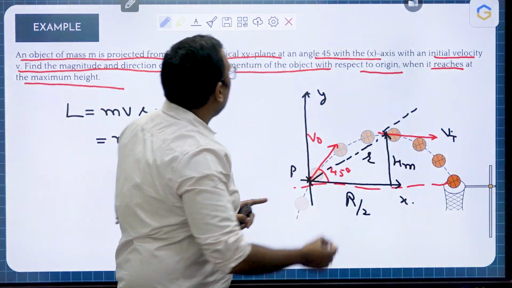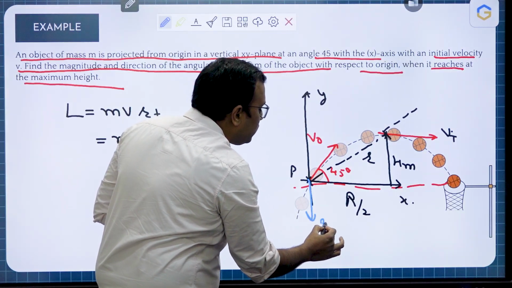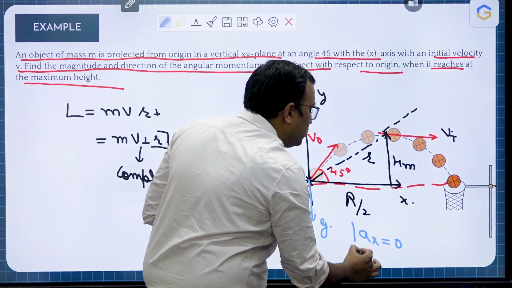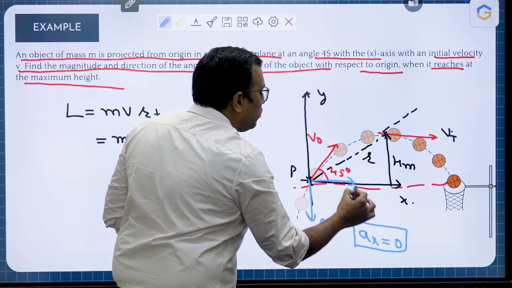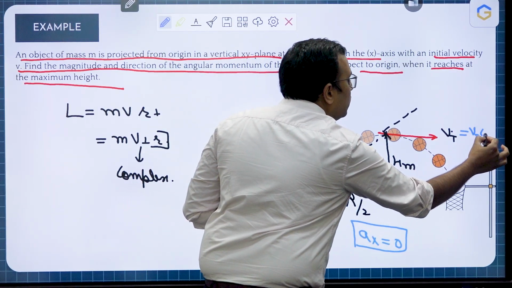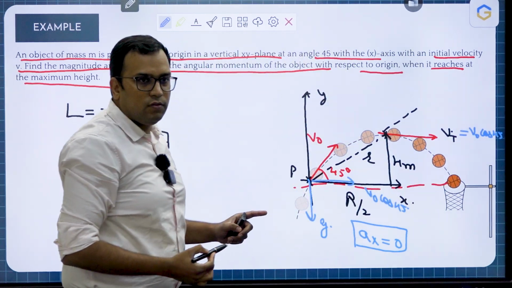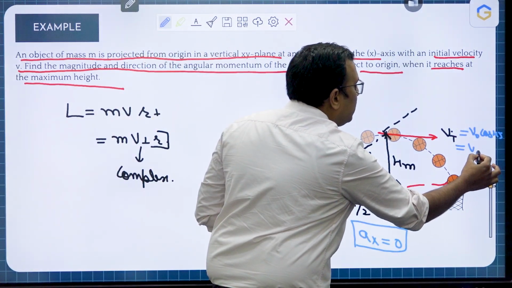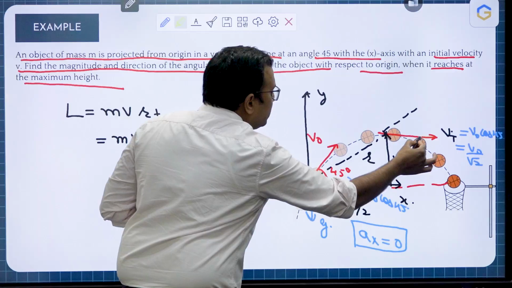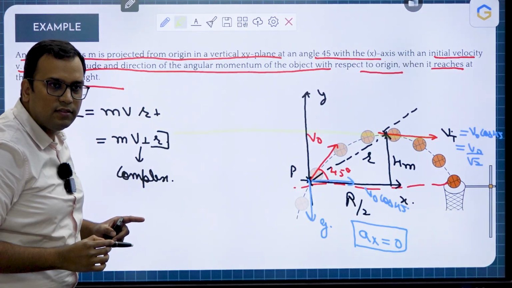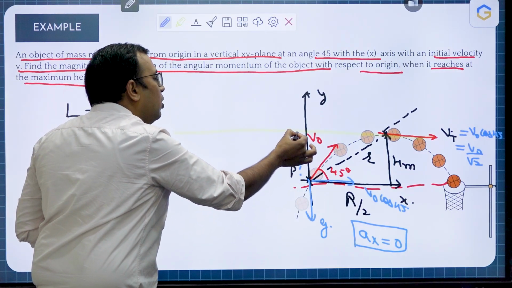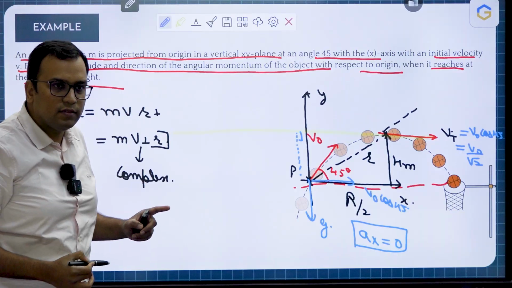So what I'm going to do over here is, at top you know that horizontal component of velocity is there, and you also know one thing, that acceleration is gravity in which direction? Y direction. So acceleration in x remains how much? 0. So if initially your velocity was v0 cos 45, this velocity would also be v0 cos 45, right? So velocity at the top point would be equal to v0 by root 2, and what I'm going to do is I'm going to extend this velocity out like this, and then drop a perpendicular from origin onto this velocity like this.